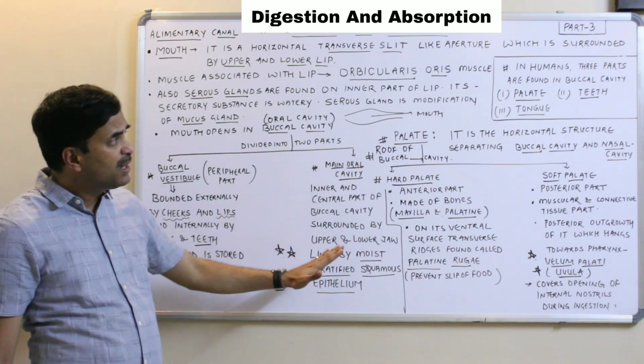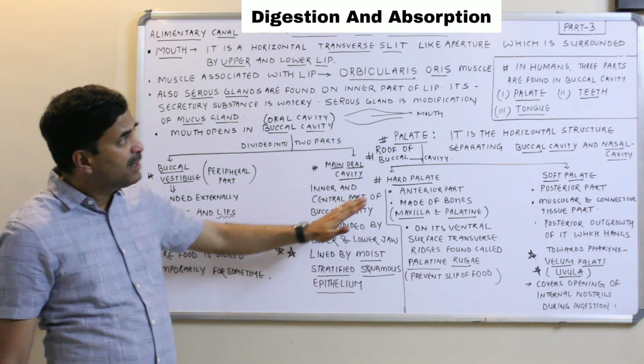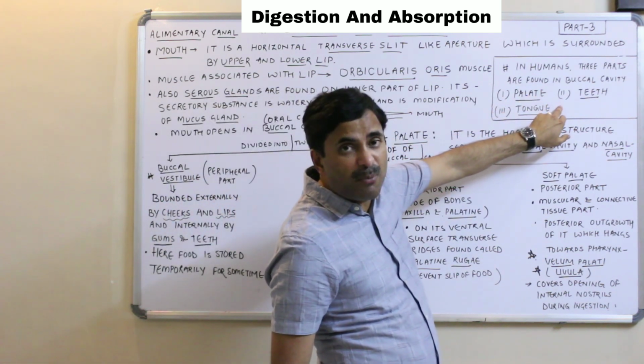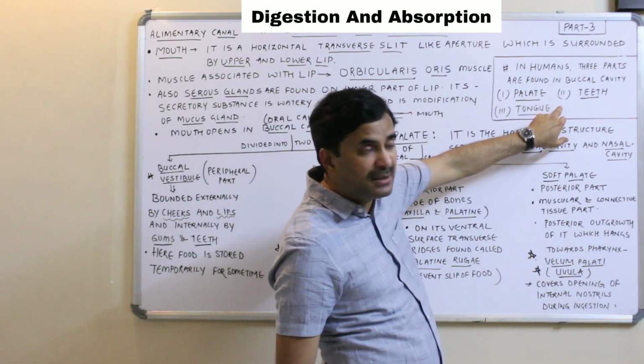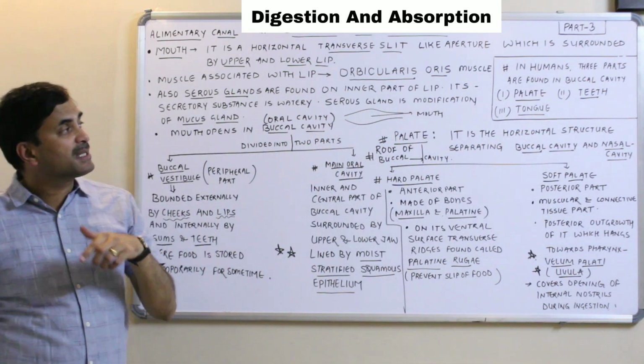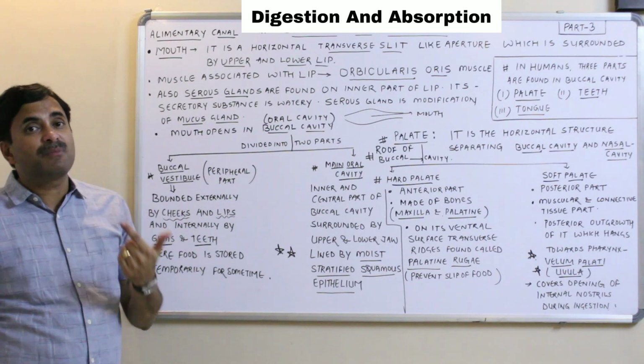So in this video we have discussed the palate part of the buccal cavity, but two important parts are left, the teeth and the tongue, which will be discussed in the upcoming videos.